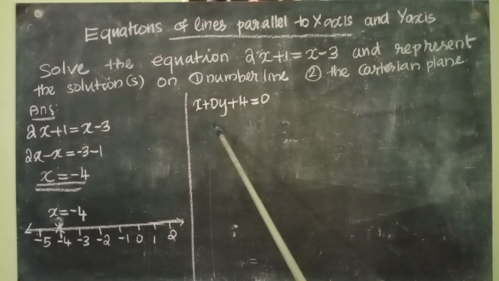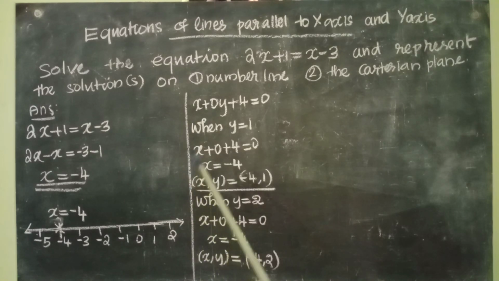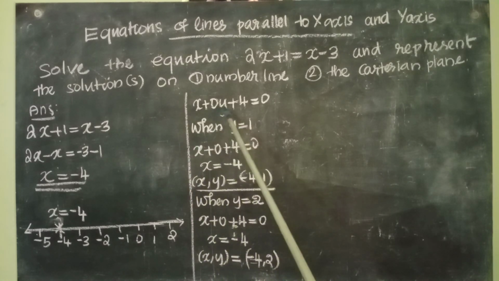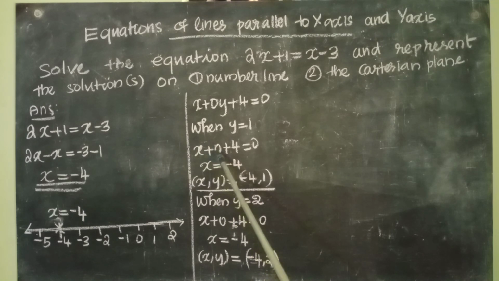Now we can give the values for y. When y = 1, we get x + 0 + 4 = 0, so x = -4. So the first solution is (x, y) = (-4, 1). Then when y = 2, we get x + 0 + 4 = 0, x = -4. Therefore, the second solution is (x, y) = (-4, 2).